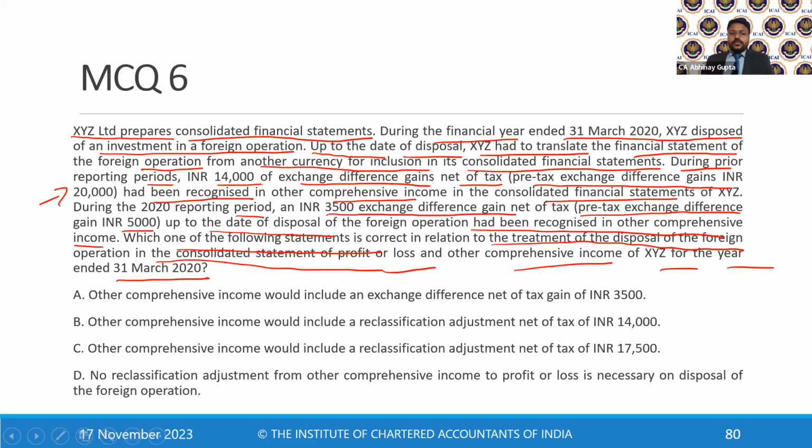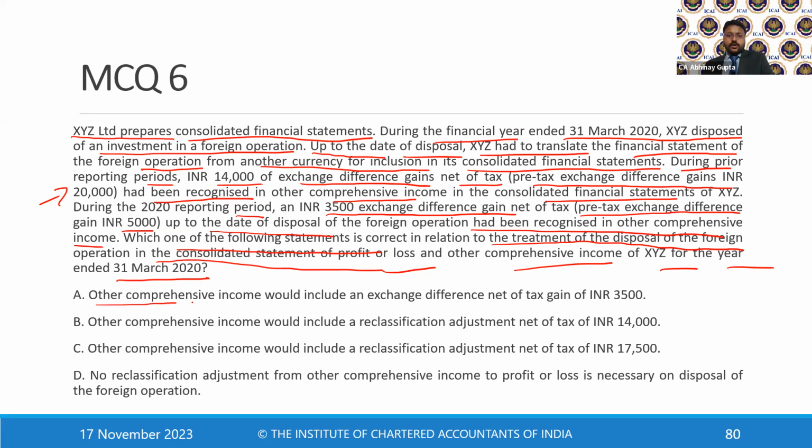So XYZ Limited is preparing the consolidated financial statements for March 2020 ending. They had disposed of an investment, right, for which 14,000 net gain was recognized for earlier periods and 3,500 was the gain on account of the current period. Now, which of the following options for giving this accounting impact are correct?